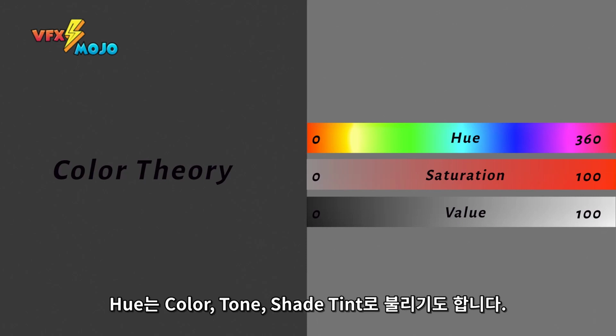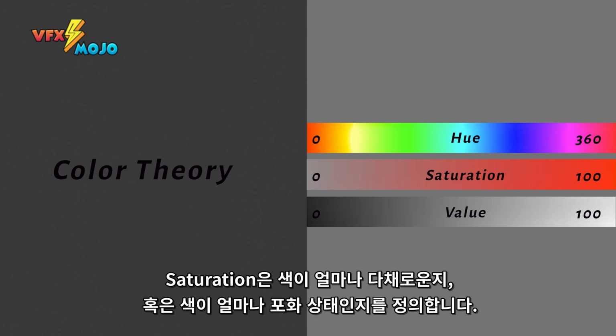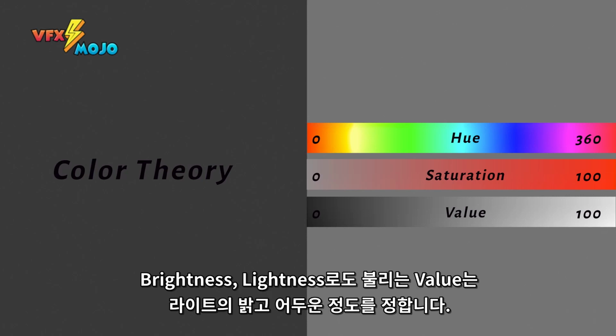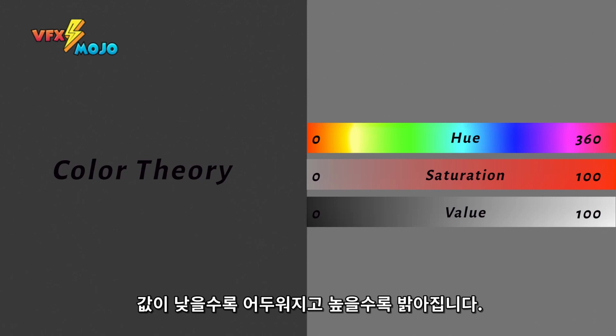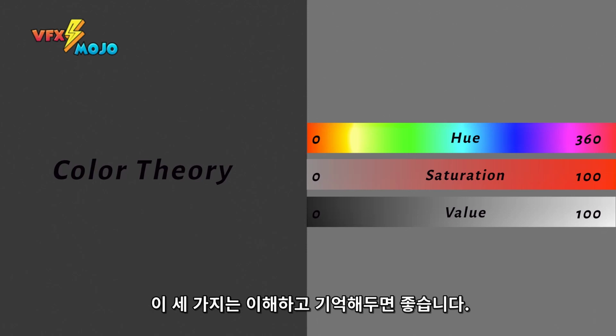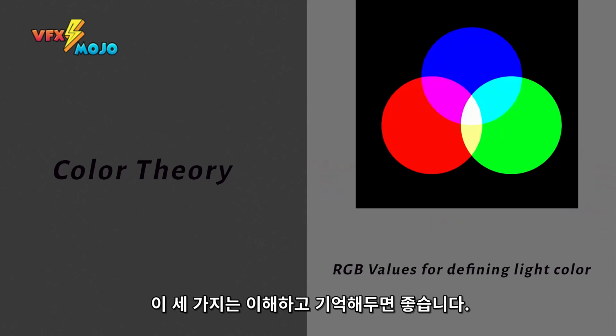Hue can be also called color or tone or shade or tint. Saturation defines how colorful a color is or how saturated the color is. Value, sometimes also called brightness or lightness, defines how bright or dark the light is. The lower the value, the darker; the higher the value, the brighter the source. So these three things are good to remember and understand.